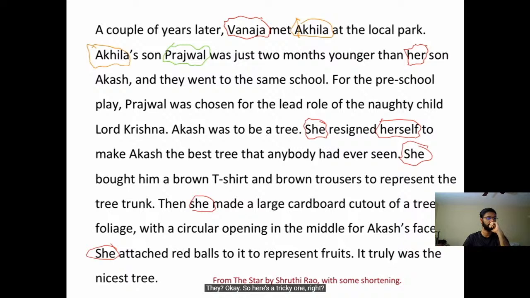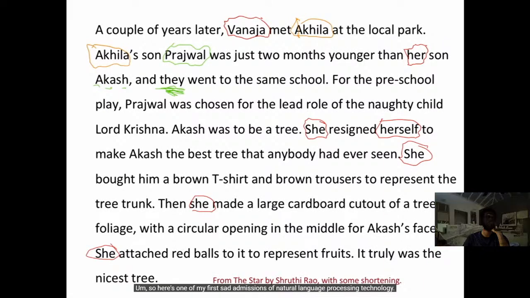"They." Okay, so here's a tricky one, right? So this "they," who does that refer to? It refers to Prajwal and Akash. Yeah, so this "they" refers both to Prajwal and this Akash. So that's something that happens in human languages. This is referred to as split antecedents, where you have one thing, the "they," that's referring to two distributed things that came before it.